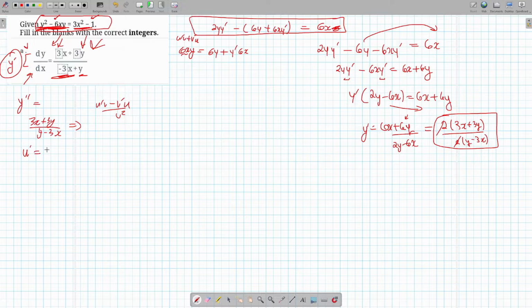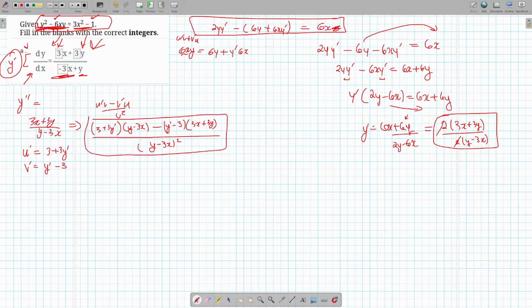What's the derivative of the numerator? It's 3 plus 3y prime. What's the derivative of the denominator? It's y prime minus 3, right? The derivative of y is y prime. The derivative of minus 3x is minus 3. Anyways, so now we can combine these. U prime, so 3 plus 3y prime, times v, which is y minus 3x, minus v prime, which is y prime minus 3, times u, which is 3x plus 3y, all over v squared, so y minus 3x squared.